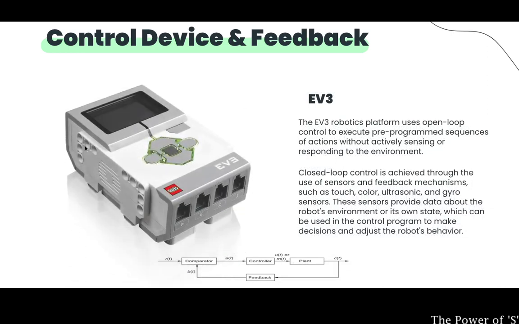So the EV3 robotics platform uses an open loop control to execute pre-programmed sequences of actions without actively sensing or responding to the environment. Closed loop control is achieved through the use of sensors and feedback mechanisms such as touch, color, ultrasonic, and others. These sensors provide data about the robot's environment or its own state, which can be used in the control program to alter and adjust the robot's behavior.